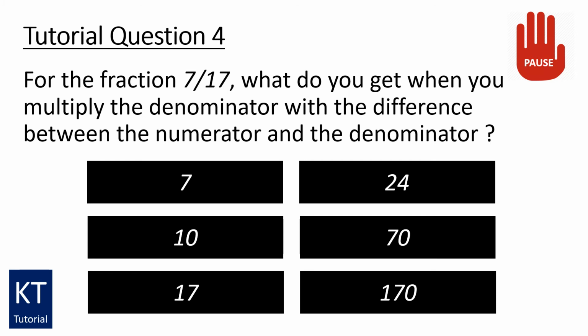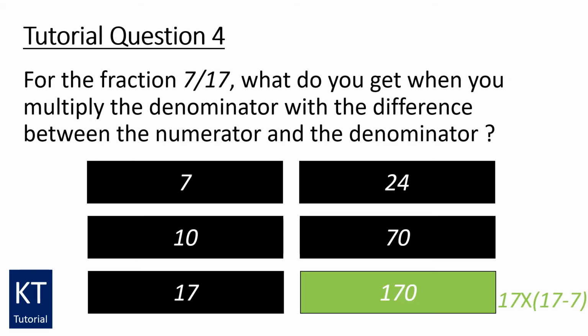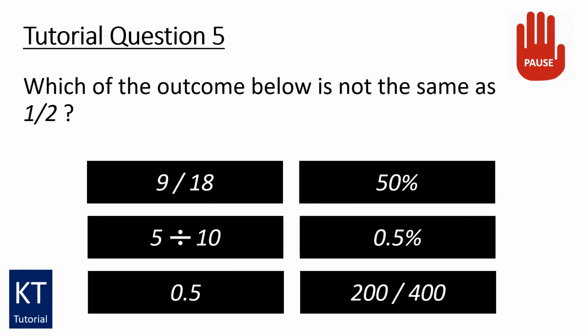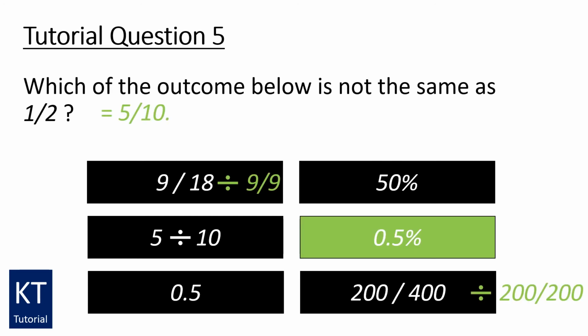Question 4 reads as, for the fraction 7 over 17, what do you get when you multiply the denominator with the difference between the numerator and the denominator? With the numerator being 7 and the denominator being 17, your answer should be 170. Tutorial question 5. Do press the pause button as required. Which of the outcome below is not the same as half? Yes, the outcome that is different is 0.5%.